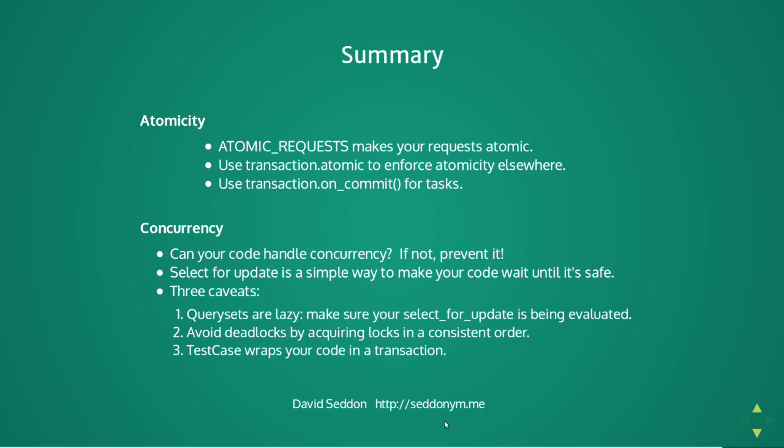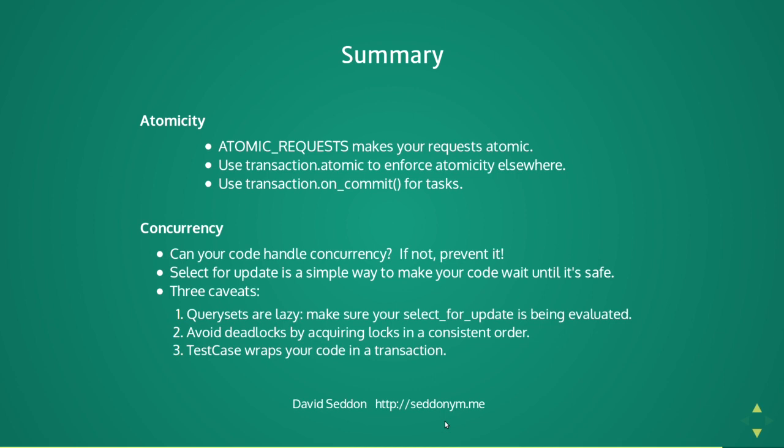With concurrency, just ask yourself, does your code handle concurrency? Is it going to be okay? Is it a possibility? Because you won't have tested for it probably. And if not, prevent it. A simple way: pessimistic locking using select for update. If it makes everything too slow, Google and learn better ways to do it.